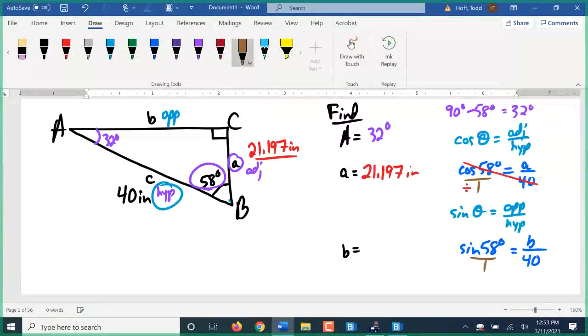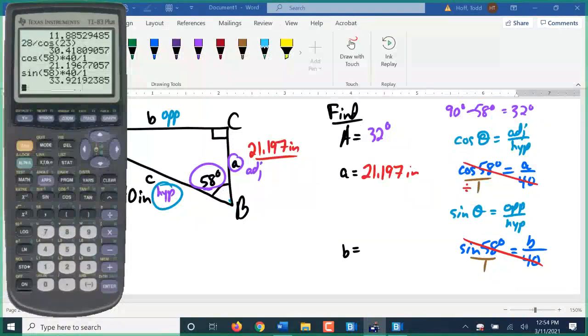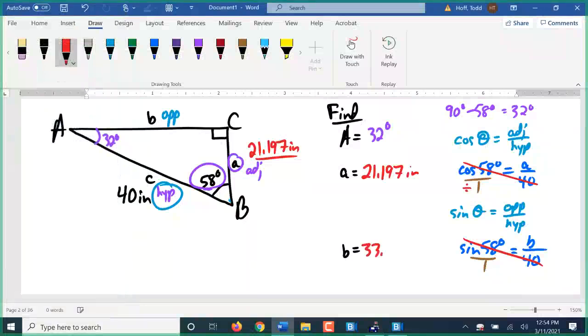So I put this over 1, and now I'll cross multiply and divide again. So sine of 58 times 40 divided by 1. Again, I realize I don't have to enter the divided by 1, but I do just for form. Okay, 33.922 inches.